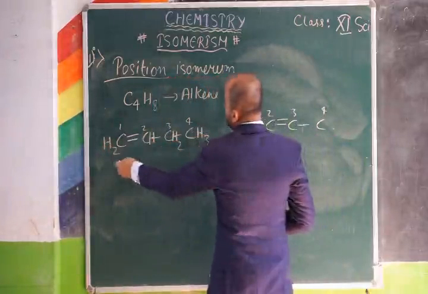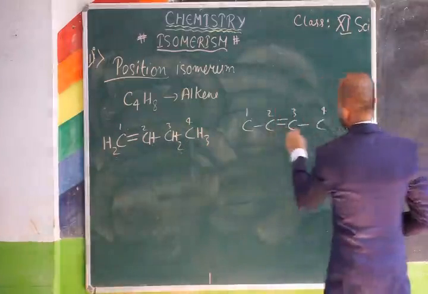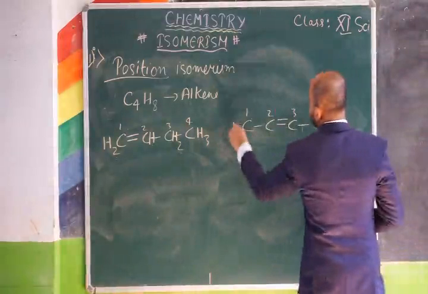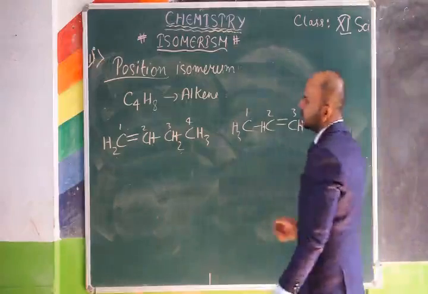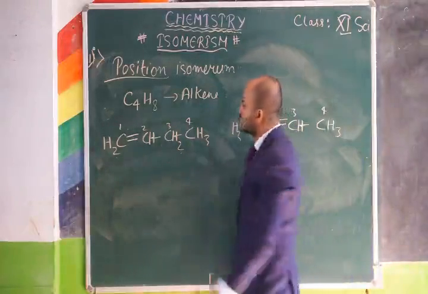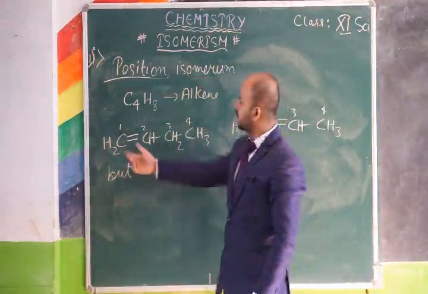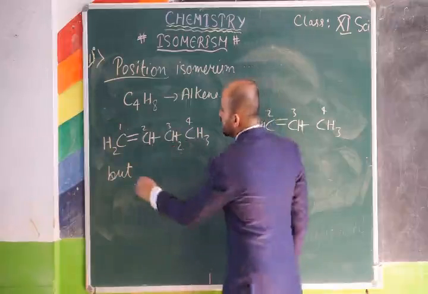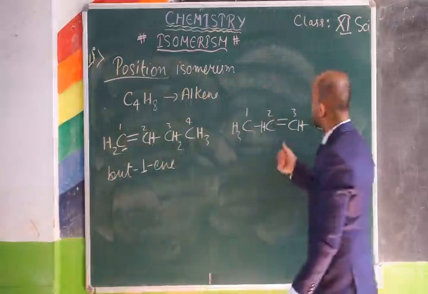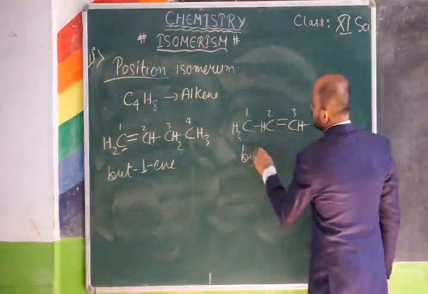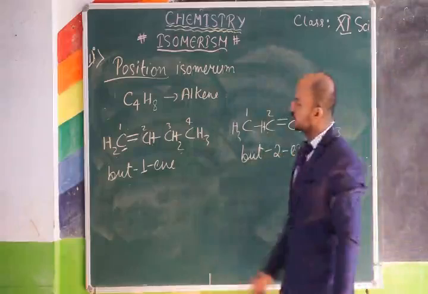Now, let's fill the valency of each carbon. Here we have CH3. This has only 3 bonds, 1 bond and 1 bond. Okay? What would be the name of this compound? The name of this compound would be but-1-ene, because the double bond is present at carbon number 1. Here the name of this compound would be but-2-ene. Okay? Hope this is clear.